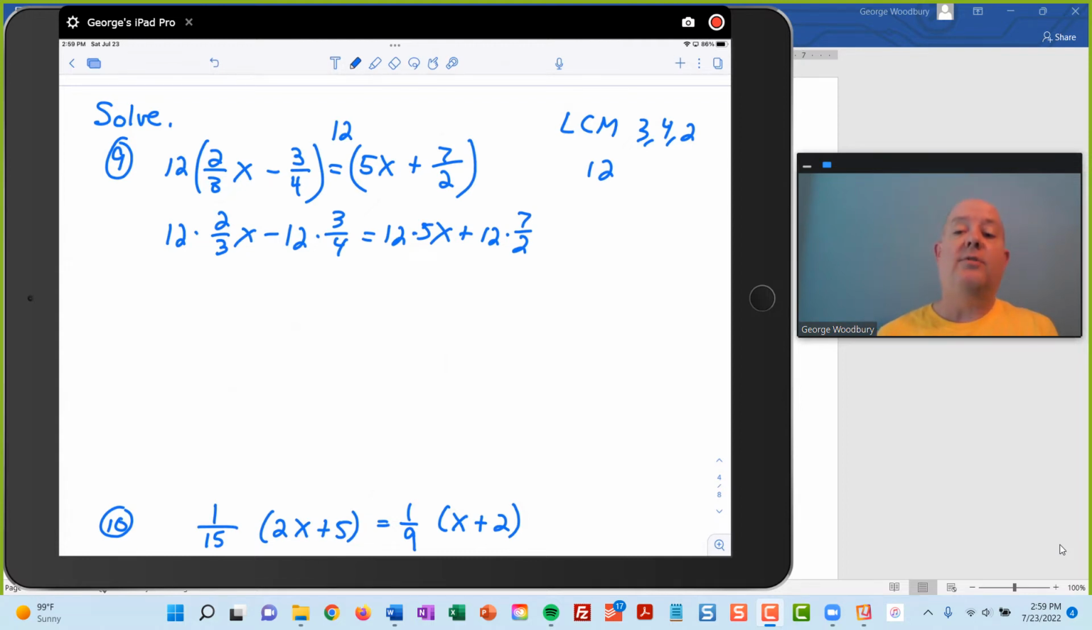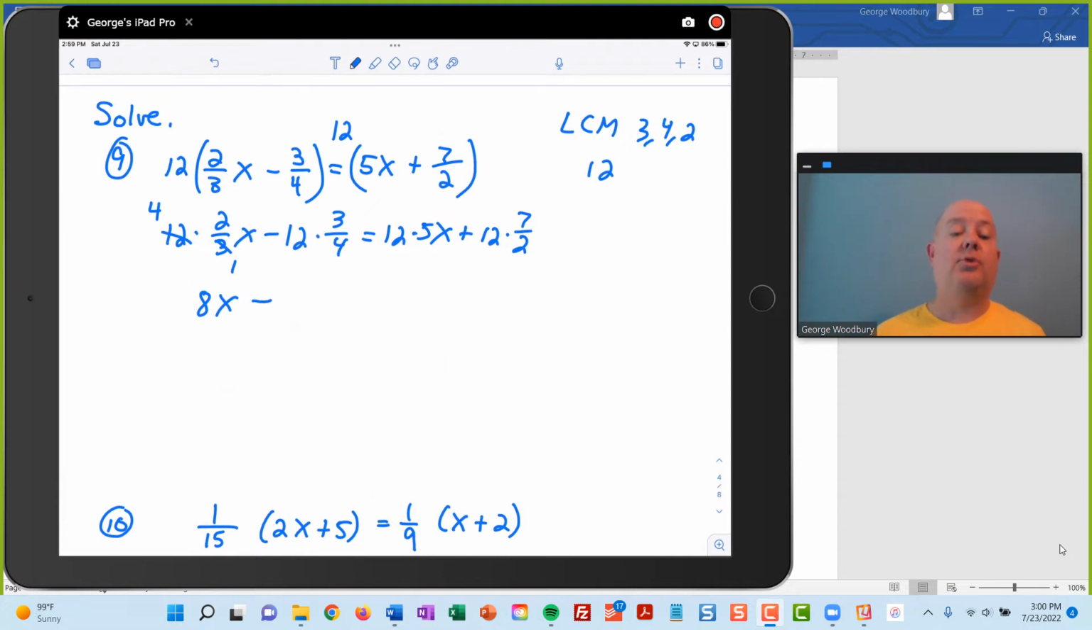To simplify 12 times 2/3, there's a couple of ways you can do this. In your calculator, you can multiply 12 times 2 and then divide that answer by 3, which is going to be 8. Or I noticed that 3 divides into 12 4 times. I could divide 3 out of 12 and 3. And I'm left with 4 times 2x, which is also 8x. Either way is okay. Pick the way that's easier for you.